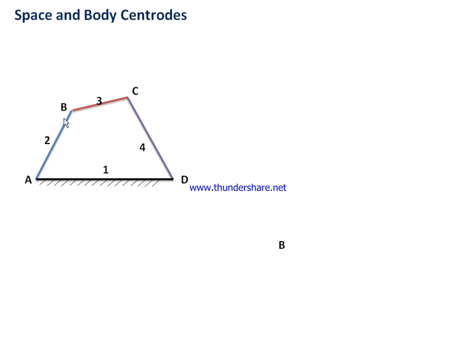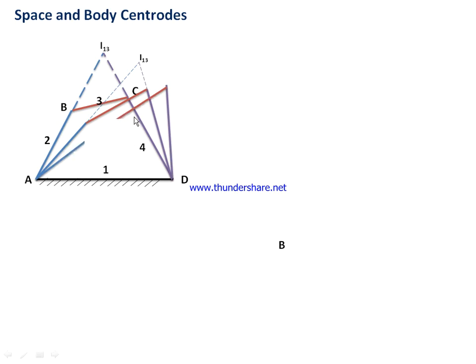Suppose there is a 4-bar mechanism ABCD having 4 links 1, 2, 3, 4. Out of these 4, link 1 is fixed. For this particular inclination of link 2, we have the instantaneous center here, I13. Now let us assume that the mechanism moves to a new position, and for this position the instantaneous center is this one. Again assume that the mechanism occupies one more position, and for that the instantaneous center is this.